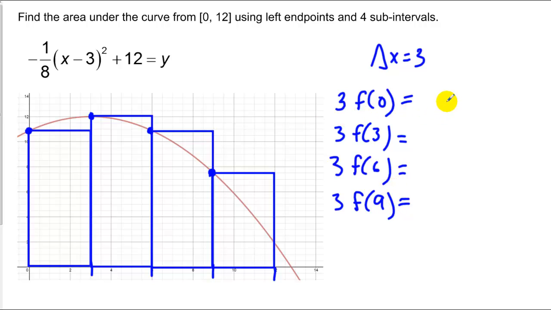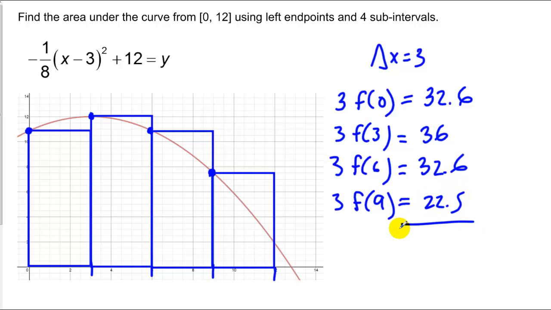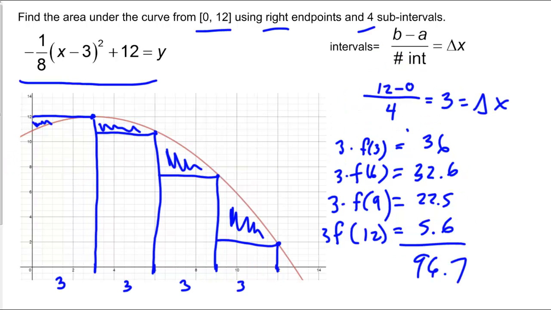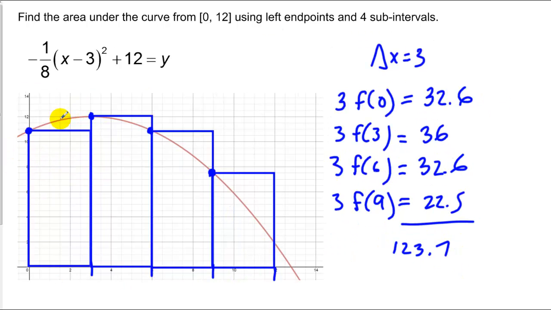F of 0 is 32.6. F of 3 once again is 36. F of 6 is 32.6. And f of 9 once again is about 22.5. I'm going to add these numbers up, and I get about 123.7. Now you'll see that that is more than 96.7, and it should be, because I have a small over-approximated area here, a little more over-approximated here, much more over-approximated here, and greatly over-approximated here.